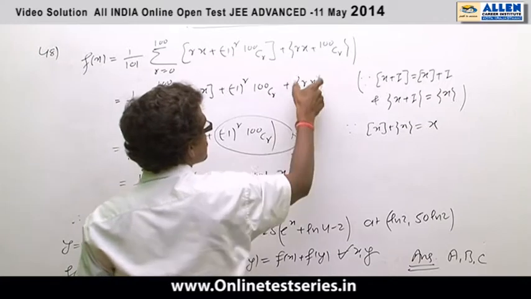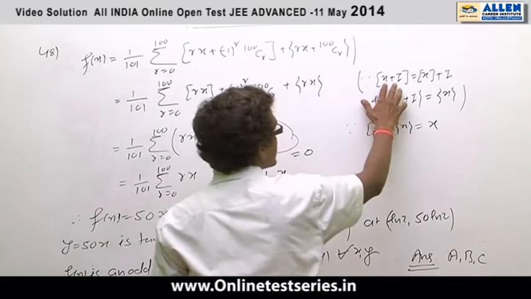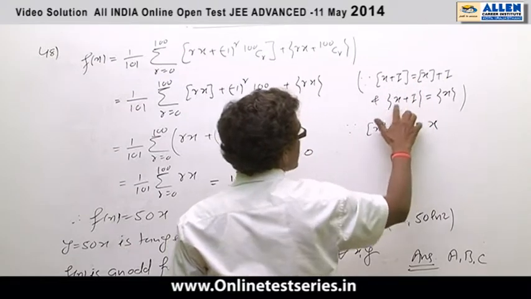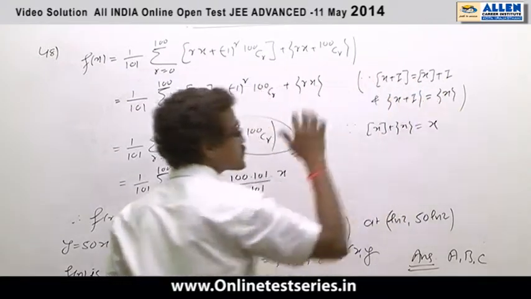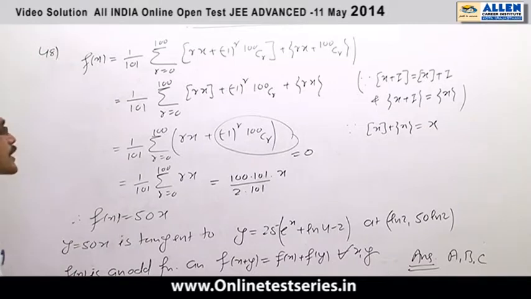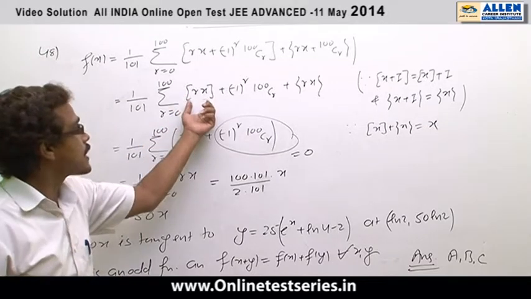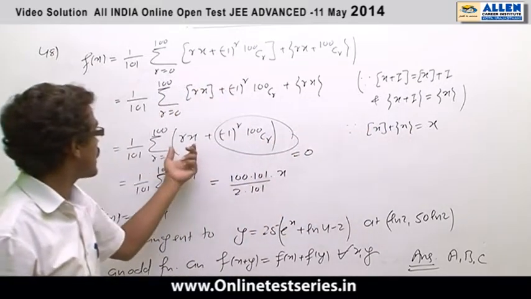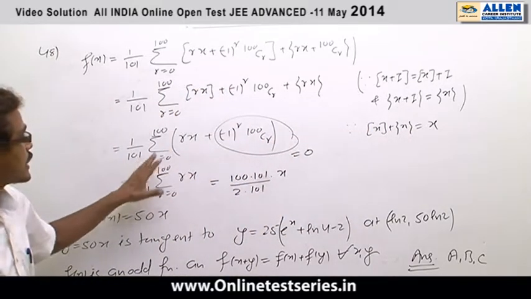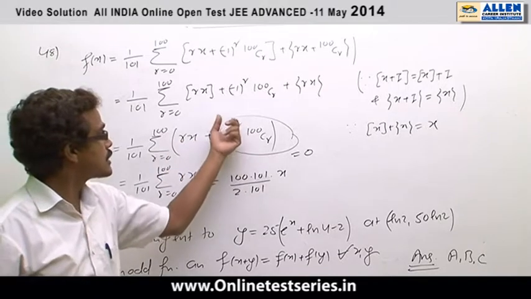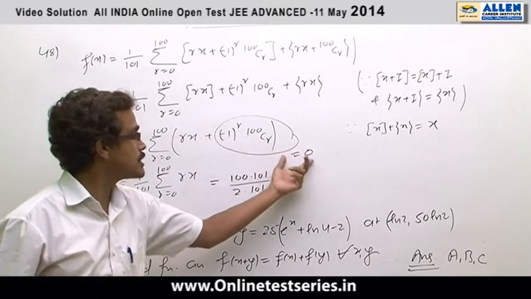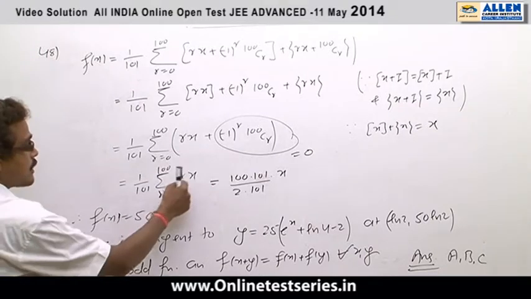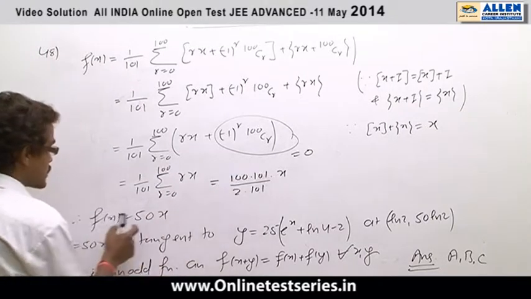This will be equal to the fractional part of rx, because we know that the box of x plus I, where I is an integer, will be the box of x plus I, and the fractional part of x plus I is equal to the fractional part of x. Now the greatest integer of rx plus the fractional part of rx becomes rx. And we know that the sigma of (-1) raised to power r nCr will always be equal to 0. So this expression becomes sigma rx, and this will be equal to 50x.